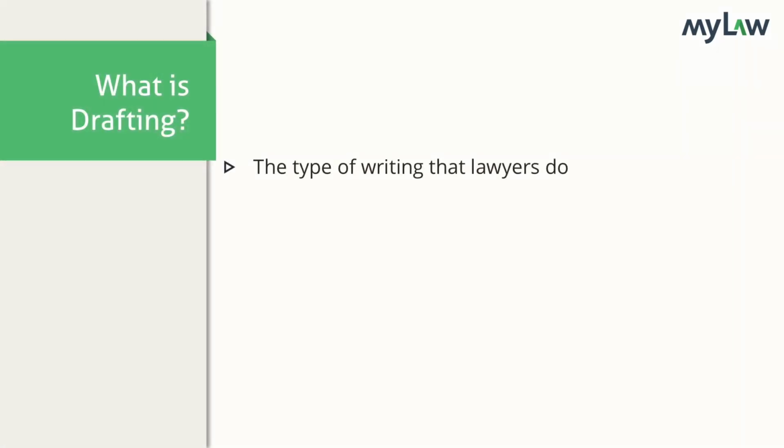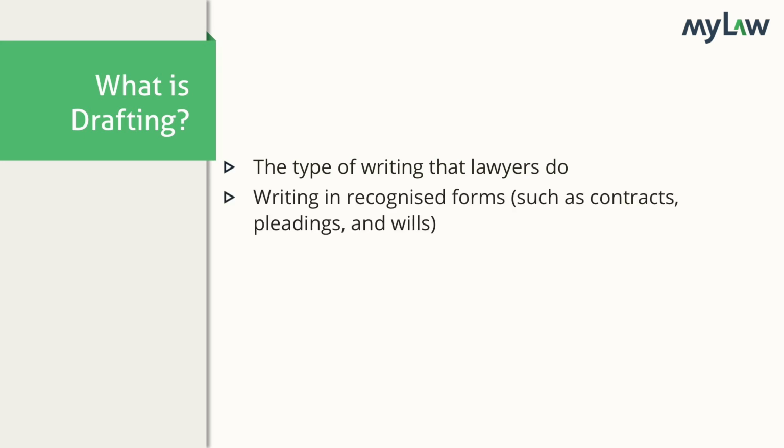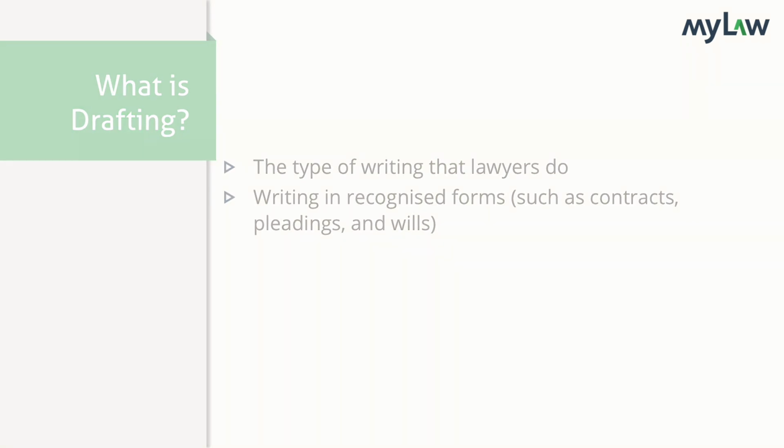First, let's talk about what drafting is. The word drafting can even be used to describe a lawyer writing an email. So it indicates a specific kind of writing, the kind of writing that lawyers do. And this type of writing is done in recognized forms, such as contracts, pleadings, and legal notices. Lawyers, by virtue of their specialized knowledge in the law, are considered professionally competent to prepare these documents. So the act of preparing such documents can also be called drafting.